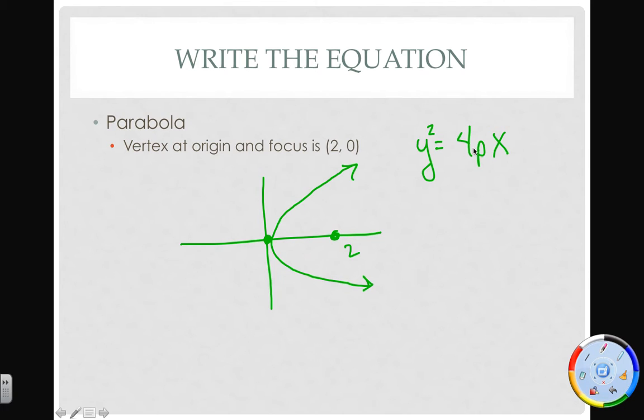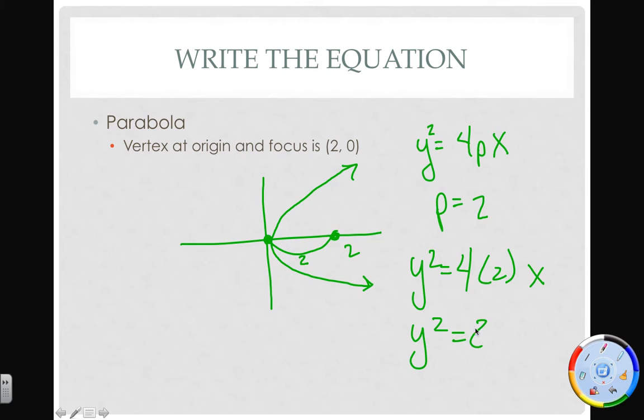I need to figure out what the p-value is. And the p-value is just the distance from vertex to focus. Well, that distance is 2. Well, that's super nice, right? p is 2, and therefore y squared equals 4 times 2x. So y squared equals 8x. And that would be the equation that would create this graph. Okay, parabolas, pretty simple, not too big of a deal here.